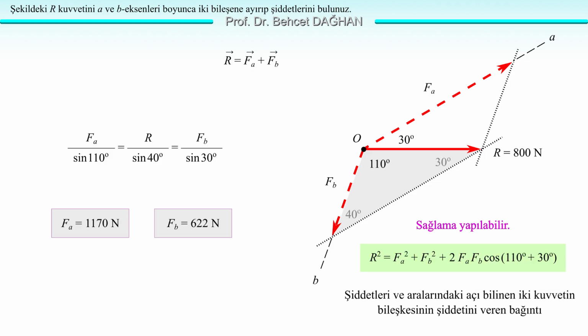We have the chance to check these values we obtained. We can check if we want. R squared is equal to FA squared plus FB squared plus 2 FA FB cos 140 degrees. By substituting the values we found in the relation, we see if we can find R as 800 newtons. This relation directly gives the magnitude of the resultant of two forces whose magnitudes and the angle between them are known.